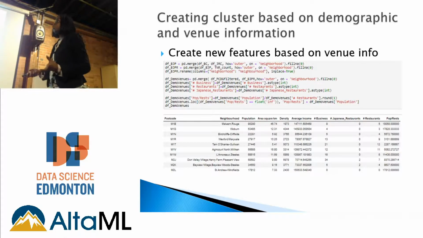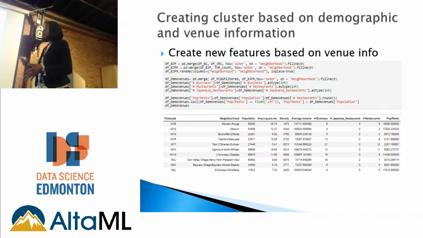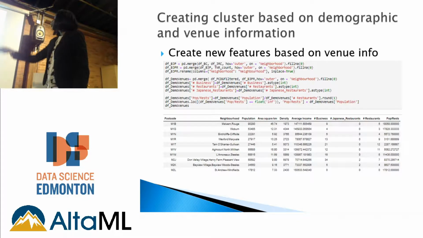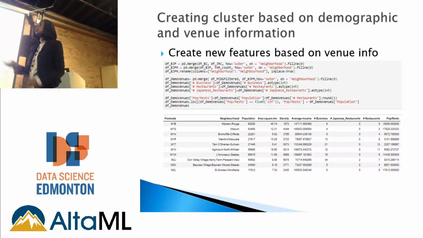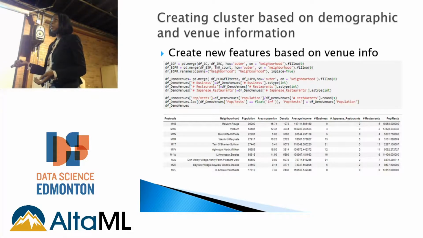So we have venue information, and from there we can get information that can help us make the choice of location easy. For example, from that venue information, I can calculate the number of businesses in that location. I can also calculate the number of Japanese restaurants, as well as the number of restaurants, including the Japanese restaurants. And using the number of restaurants and population, I can get a population per restaurant.